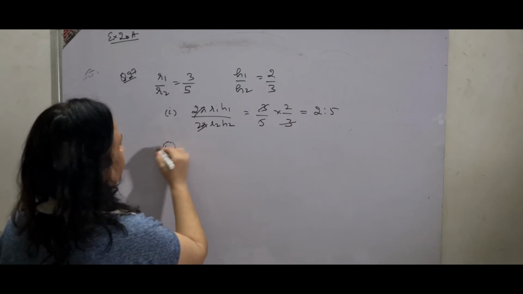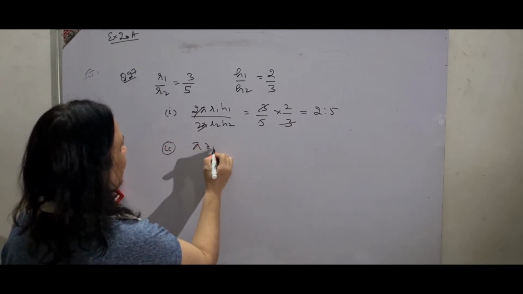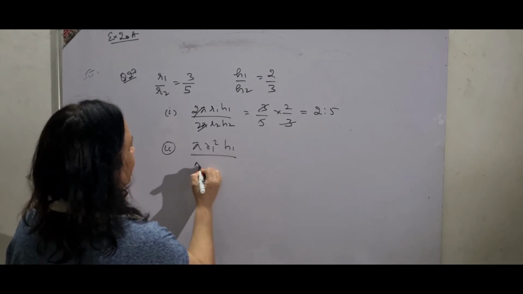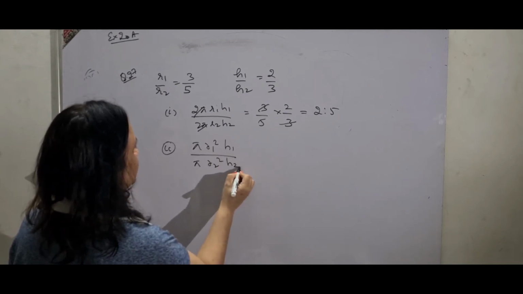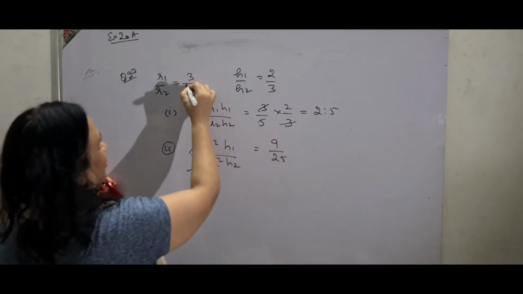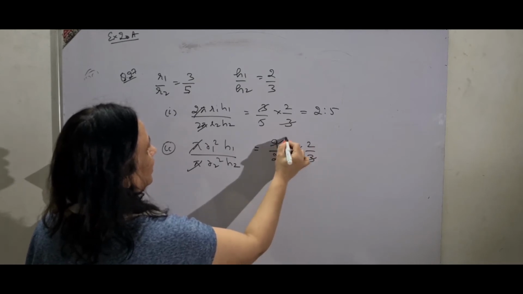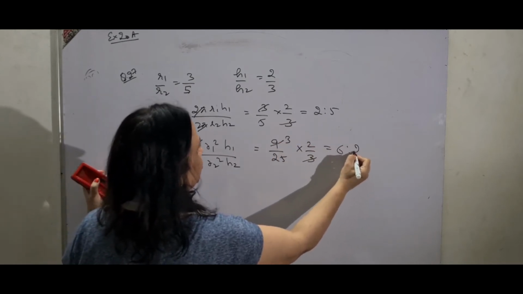And for the second one, you have to find the ratio between the volumes. So pi R1 square H1 over pi R2 square H2. So just square it: 9/25, R1 over R2 squared, into 2/3, and that is the required answer, 6:25.